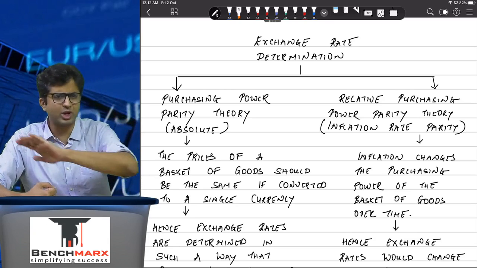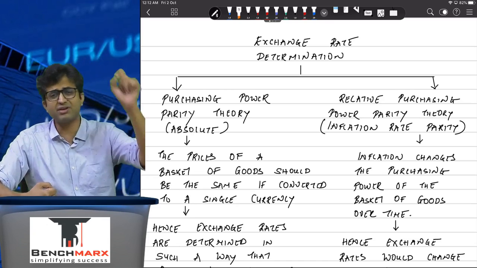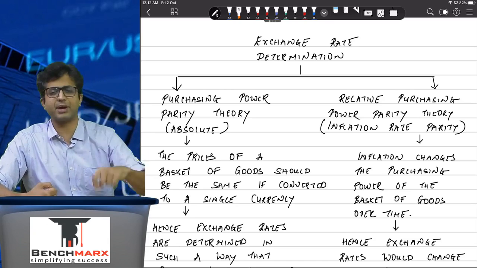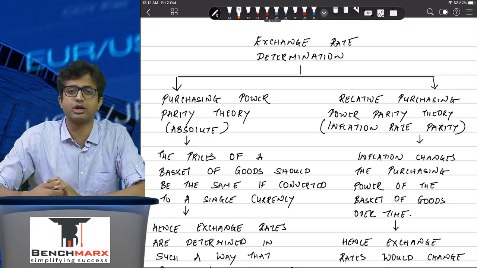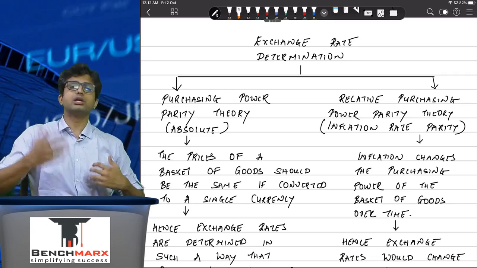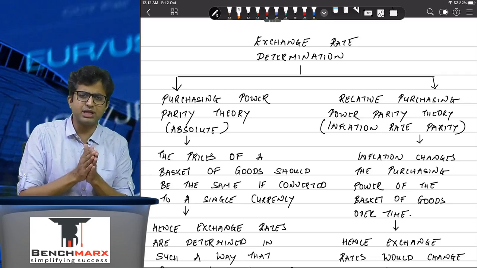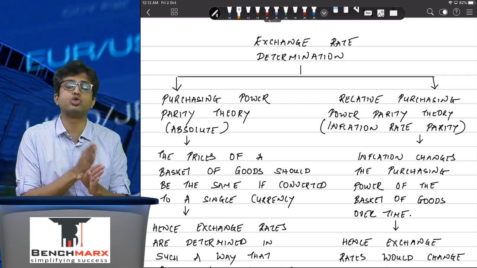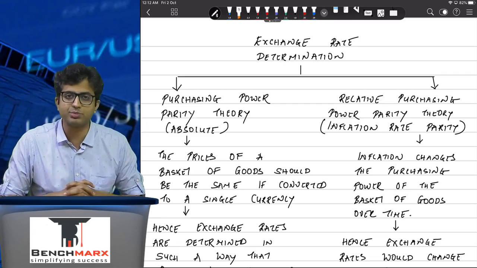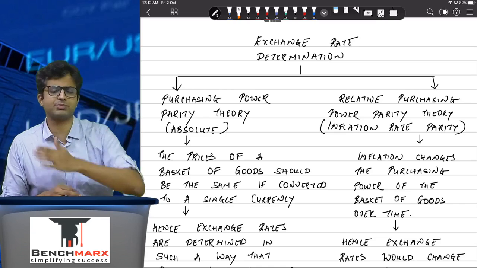So for example, in the US, the inflation is 0%. Then even after 1 year, those same 50 pens are going to cost $1 only. However, if in India the inflation is 10%, that means all else remaining constant, the price of those pens in India will now become 55 rupees. 10% inflation, 50 rupees plus 10%.